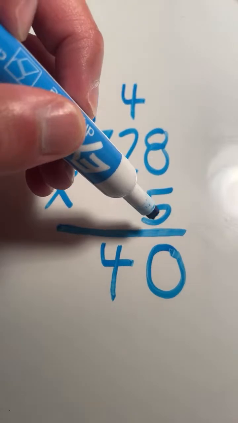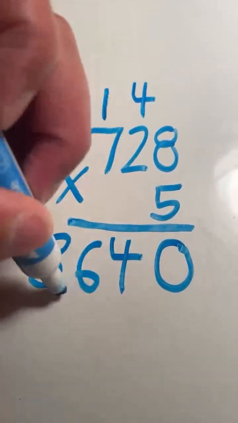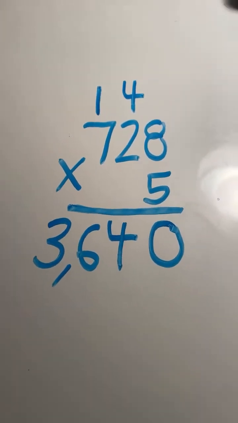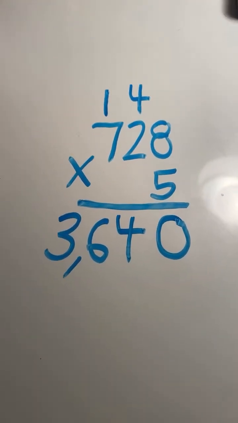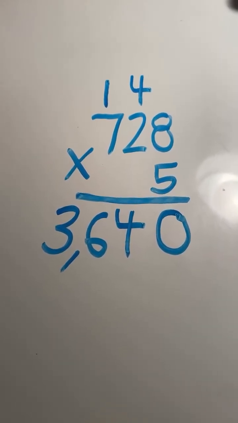Seven times 5 equals 35, plus 1 equals 36. And we have our final answer, 728 times 5 equals 3,640.